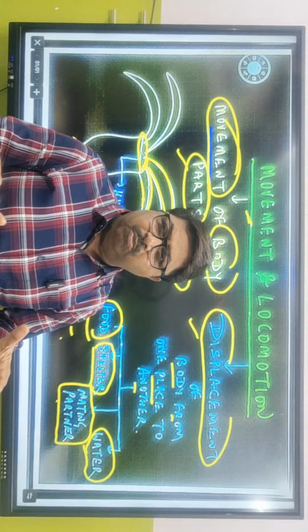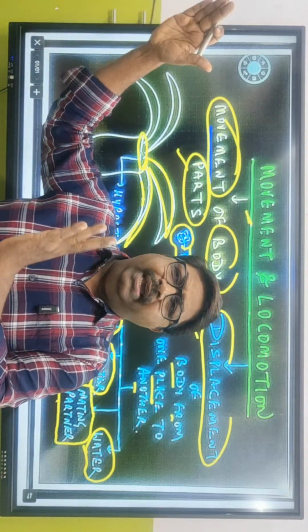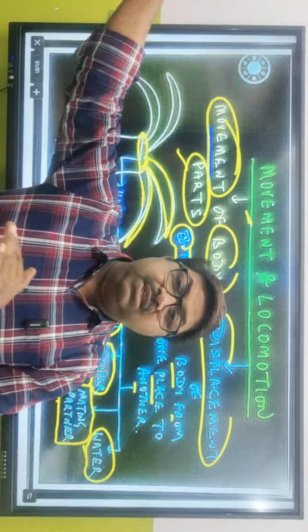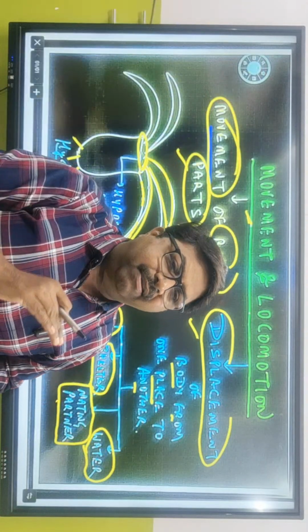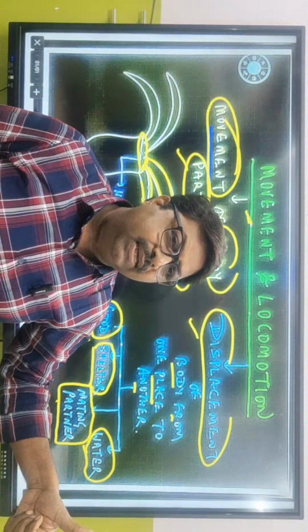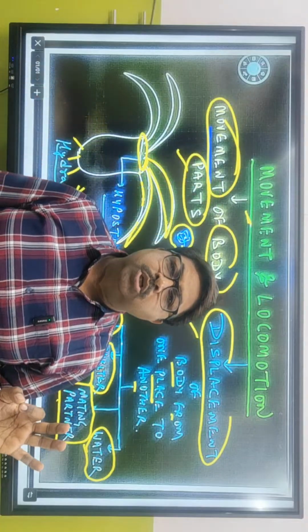So in a grassland ecosystem, what happens? Many of the grazers go from one place to another. Three to four kilometers, even more than that, just to have water, they move from that place to this place. Got the point? What do they show? They show locomotion. This is what movement and locomotion are.